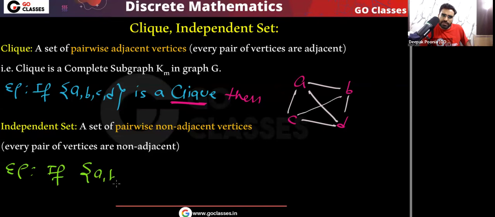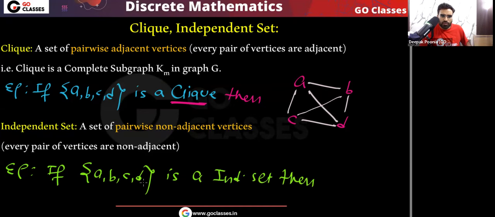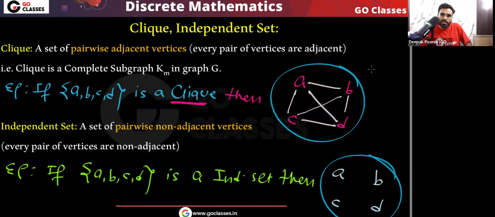If ABCD is an independent set, then what will happen? This set of four vertices, if this is an independent set, then independent set means pairwise non-adjacent vertices. Then in this situation, these are pairwise non-adjacent. Every two vertices are non-adjacent, means there is no edge between any two of them. Yes or no? So this is the situation you will get in the independent set, and this is the situation you will get in the clique. In the clique you will get pairwise adjacent, and in the independent set you will get pairwise non-adjacent. I hope you understood.